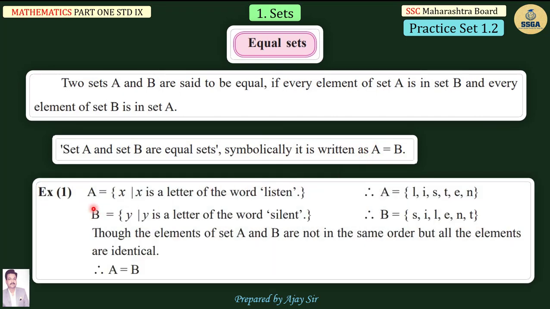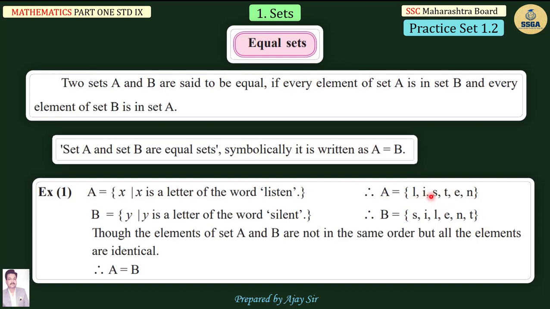So for example, suppose A is a set of all x such that x is a letter of the word listen. So suppose this A is a set, the set of all letters in the word listen. Therefore all letters in the word listen, you have to write each letter only one time. Now set B is a set of y such that y is a letter of the word silent. So these are the letters, student.